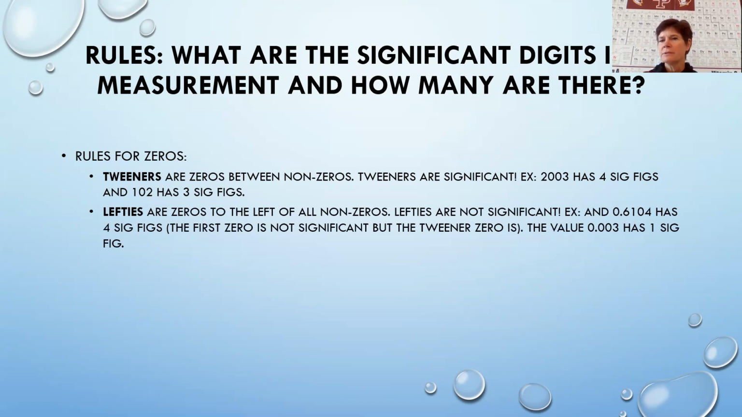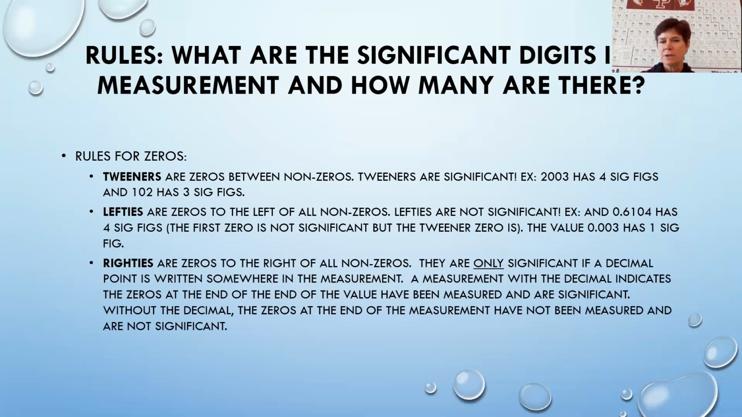The other type of zero are lefty zeros. These are zeros to the left of all non-zeros. Lefties are not significant. For example, 0.6104 has 4 significant figures. The first zero is not significant. It's a lefty to the left of all non-zeros. But the tweener zero, between the 1 and the 4, is significant. The value 0.003 has 1 significant figure, that is just the 3. All of the lefty zeros are not significant.